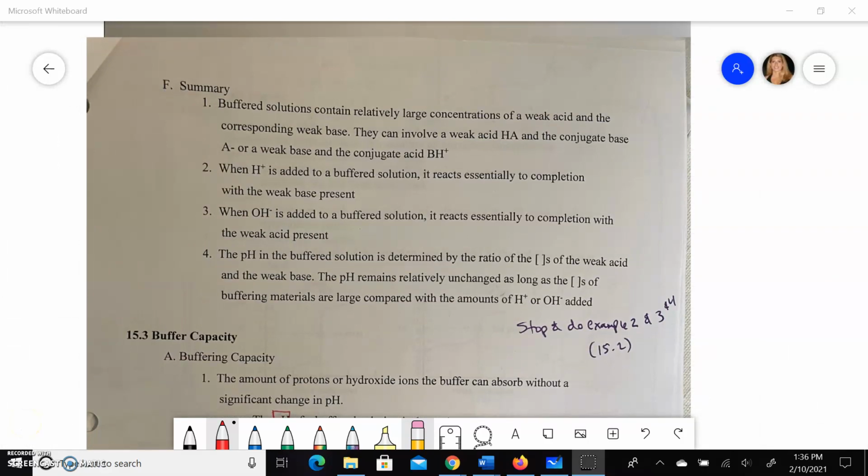So here's just a summary of buffers. Again, they contain a weak acid and its conjugate or a weak base and its conjugate. And this is how it works, that when you add H plus or OH minus, they each have something they can react with so they don't build up in the solution. And the pH of the buffer solution is determined by the ratio of the concentrations of the weak acid and the weak base. And that's kind of describing the Henderson-Hasselbalch equation.